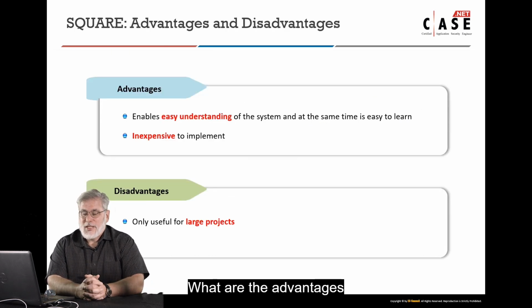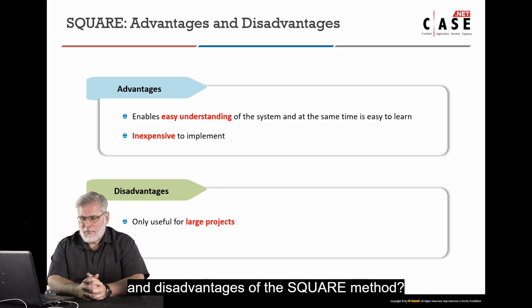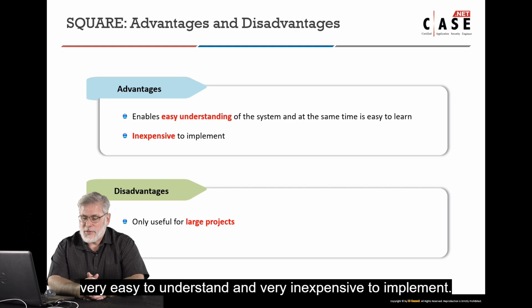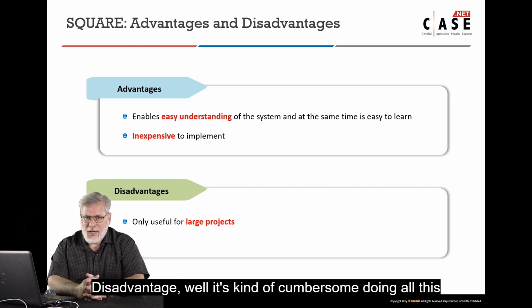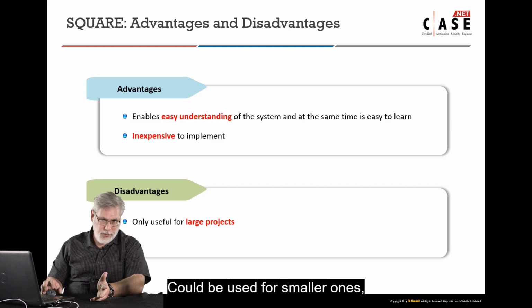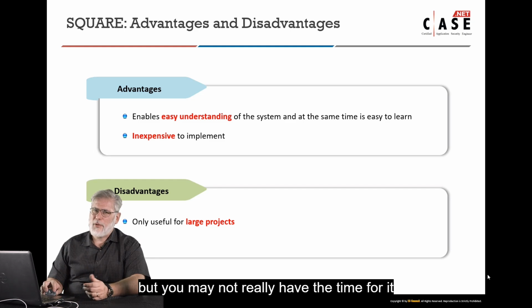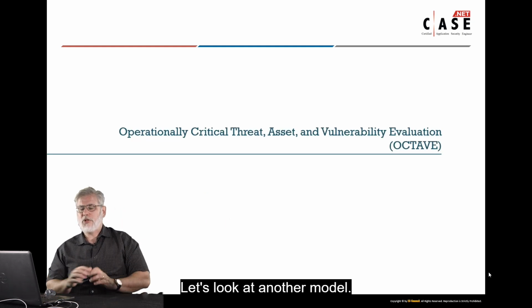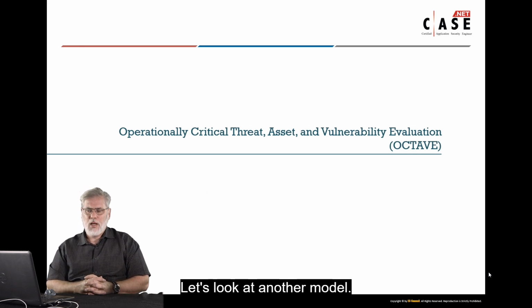What are the advantages and disadvantages of the SQUARE method? Easy to understand. Very easy to understand and very inexpensive to implement. Disadvantage, well, it's kind of cumbersome doing all this, so it's usually only utilized with larger projects. Could be used with smaller ones, but you may not really have the time for it in a small project. Let's look at another model.